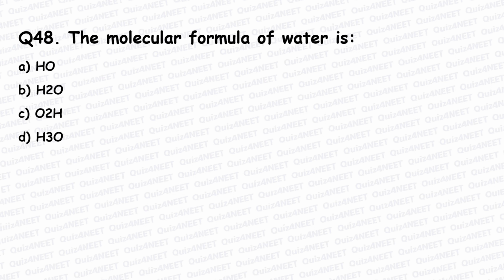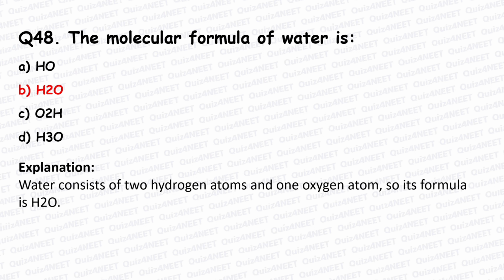Q48. The molecular formula of water is A. HO, B. H2O, C. O2H, D. H3O. B. Explanation. Water consists of 2 hydrogen atoms and 1 oxygen atom, so its formula is H2O.